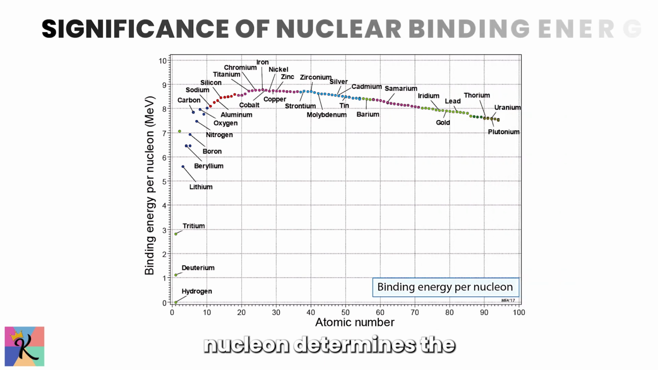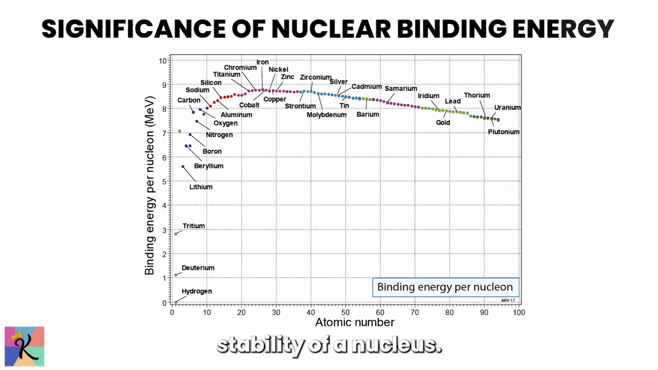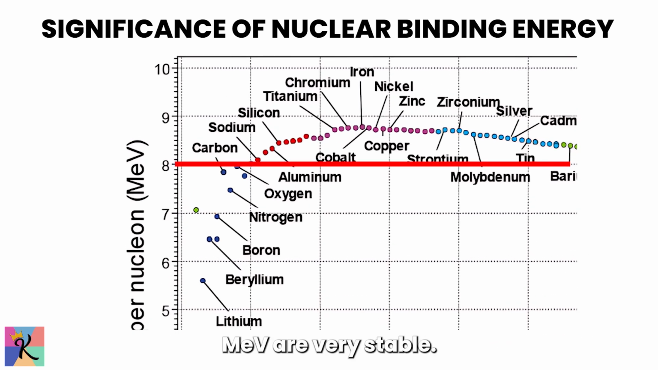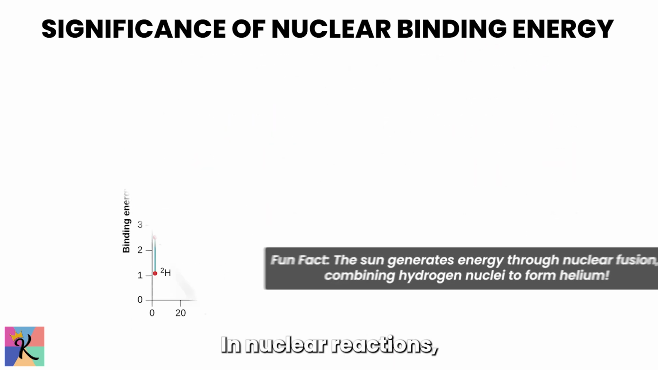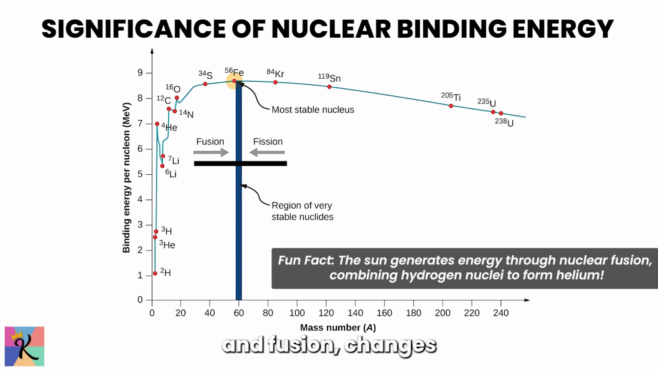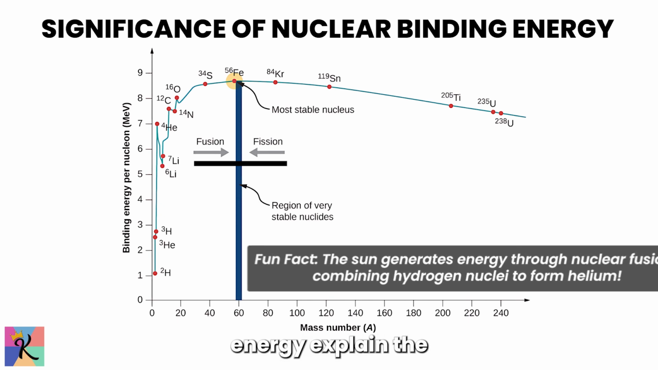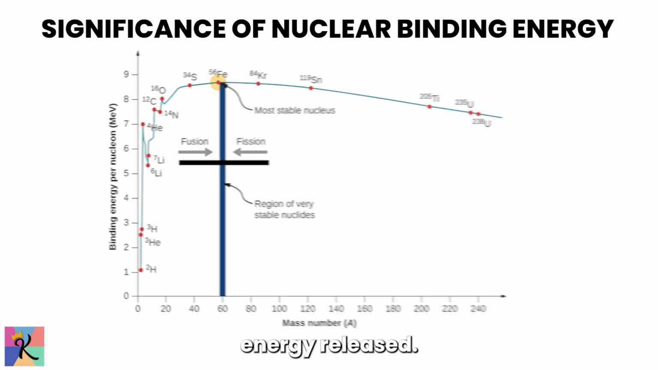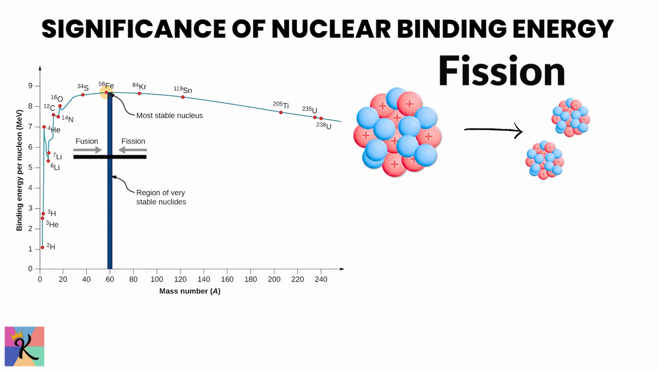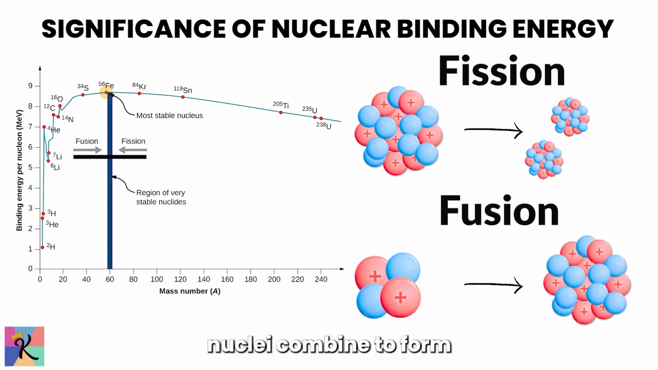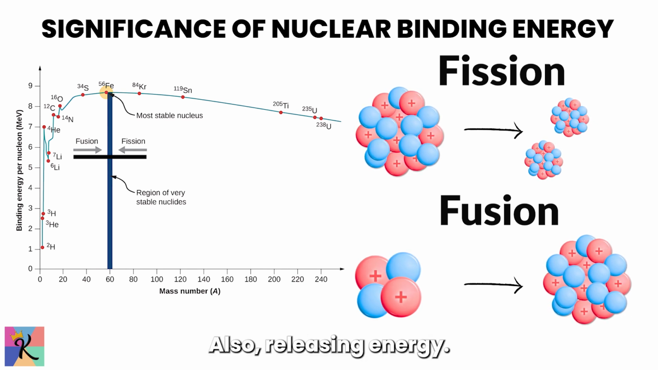The binding energy per nucleon determines the stability of a nucleus. Generally, nuclei with a binding energy per nucleon around 8 MeV are very stable. Iron-56, for instance, has one of the highest binding energies per nucleon, making it extremely stable. In nuclear reactions such as fission and fusion, changes in nuclear binding energy explain the large amounts of energy released. In fission, heavy nuclei split into smaller nuclei, releasing energy. In fusion, light nuclei combine to form a heavier nucleus, also releasing energy.